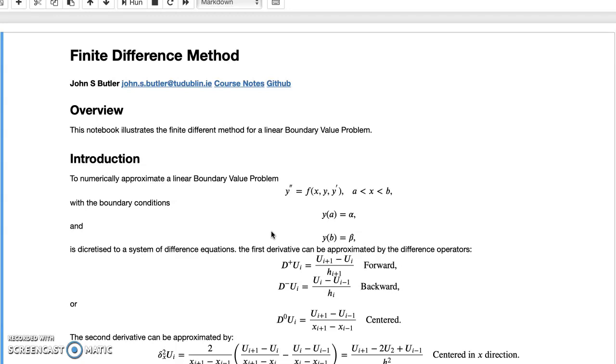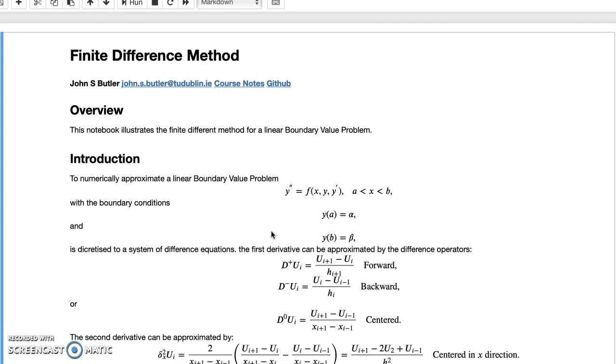Now, the finite difference method is a whole school of methods that can be used for partial differential equations, ordinary differential equations, and actually it is a precursor to finite element as well. It's a very simple extension of what we've seen with the Euler method.